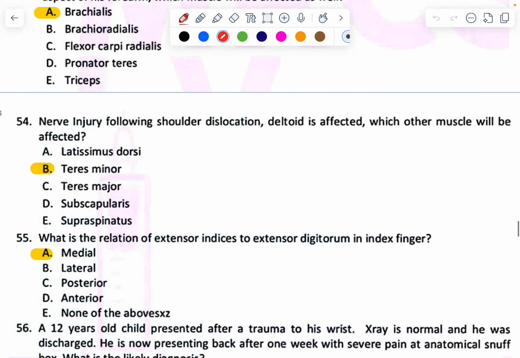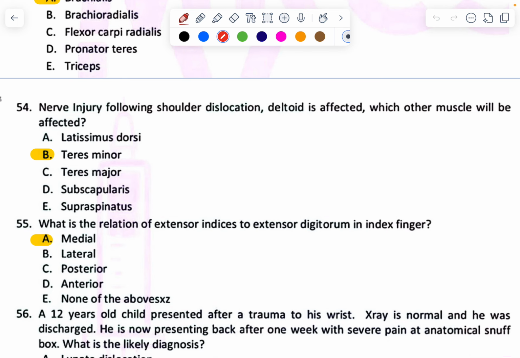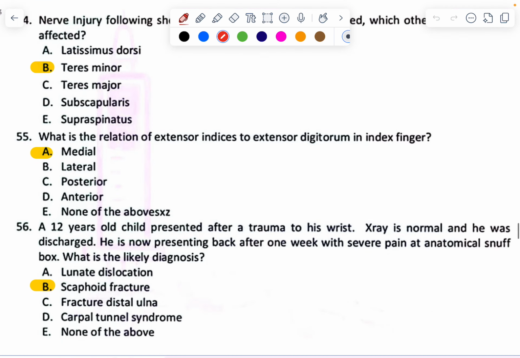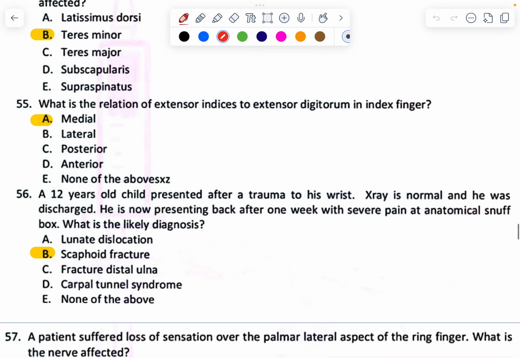A 12-year-old child with a trauma to his wrist, X-ray is normal and he was discharged. He is now presenting back after 1 week with severe pain and tenderness in the anatomical snuffbox, scaphoid. Patient suffered loss of sensation of the palmar lateral aspect of the ring finger. This is the ring finger, palmar, and that too lateral. Median nerve area, dorsal is radial nerve area.